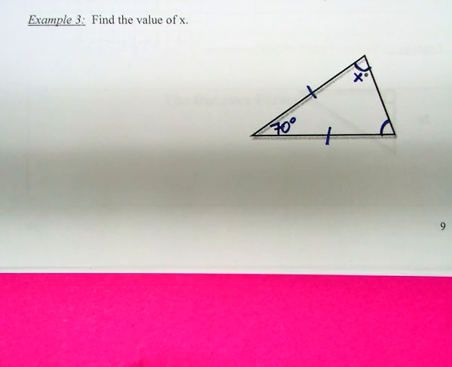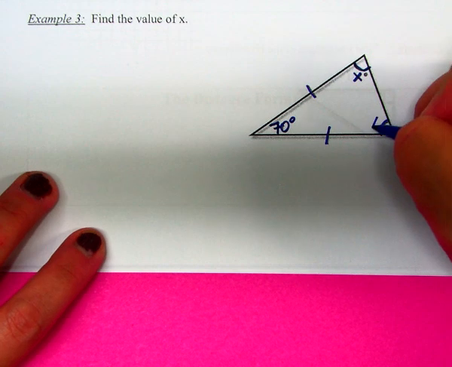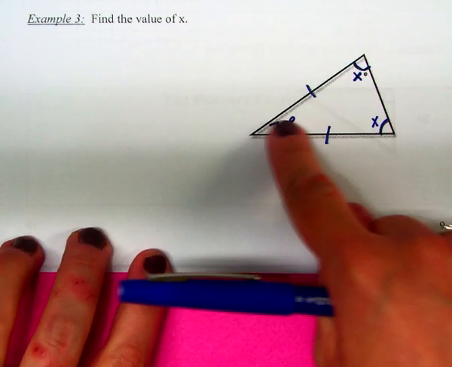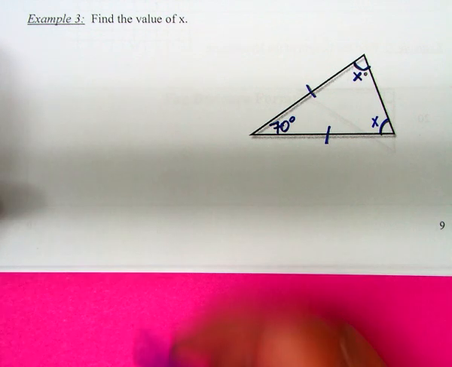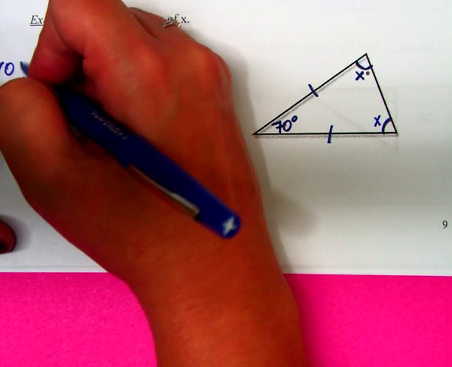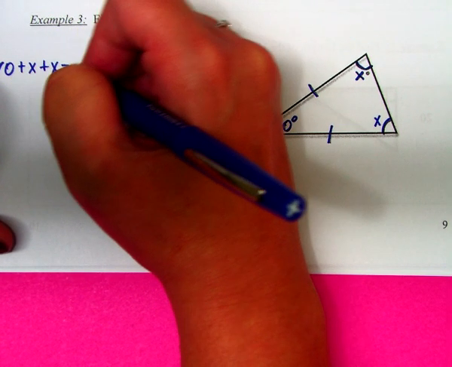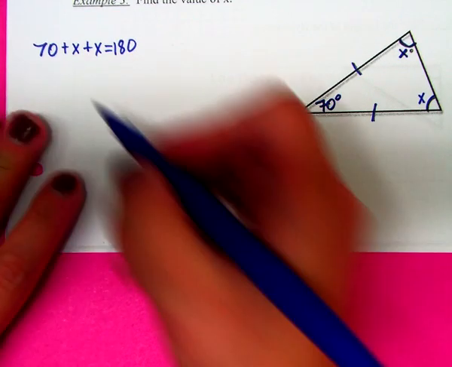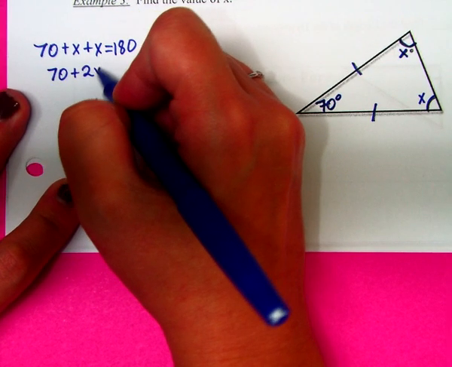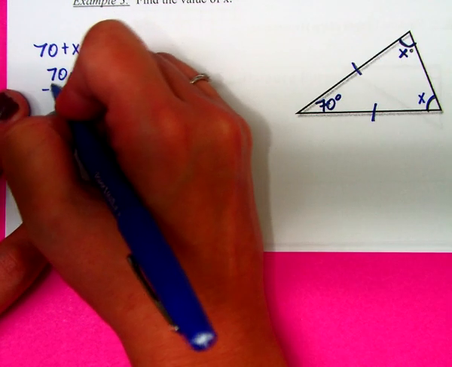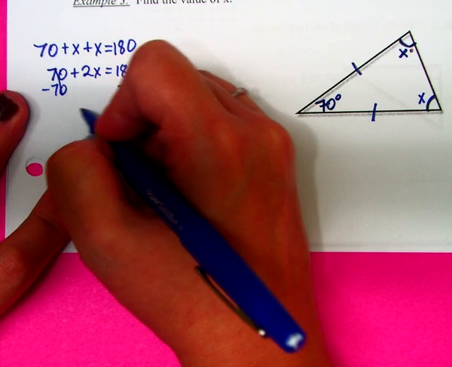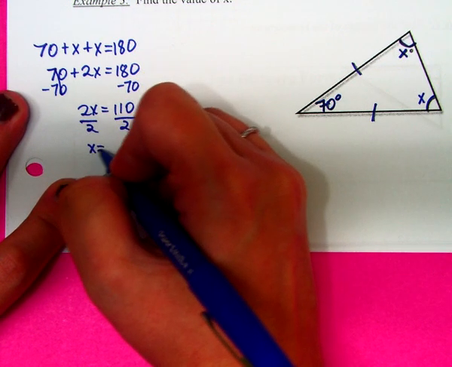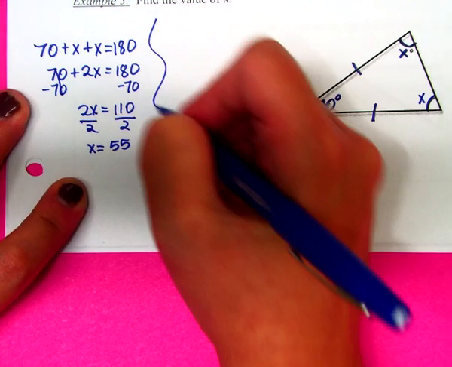Well, if this angle is x degrees, that angle is x degrees, right? There are two ways you can do this. I know that the three angles in a triangle add up to 180 degrees, so you could do 70 plus x plus x equals 180. And then I can simplify: 70 plus 2x equals 180. I can subtract 70 to get 110 remaining, and then divide by 2. x is 55. Cool, that's one way of doing it.